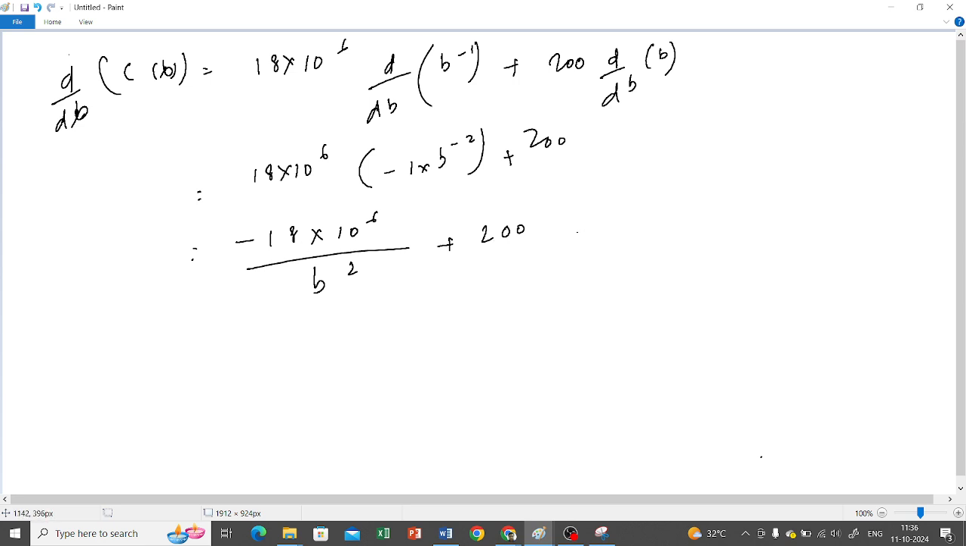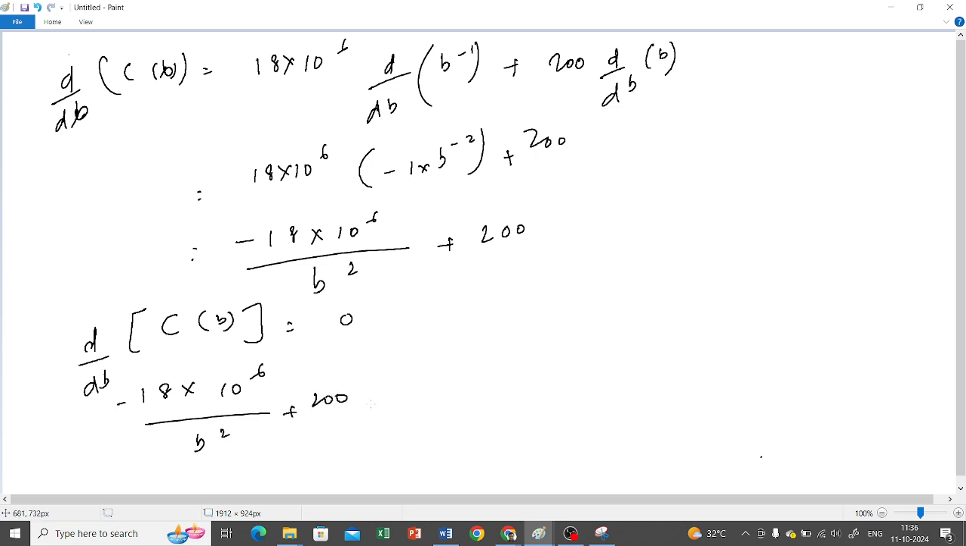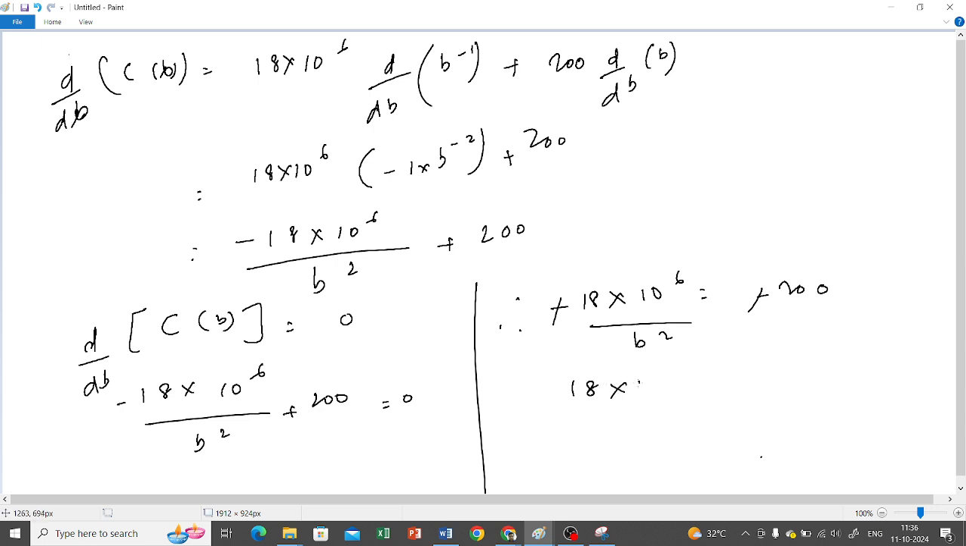Now, in case of maxima and minima, once we differentiate we have to equate it to 0. I am doing it very step by step, but in the exam you need not do it that way.